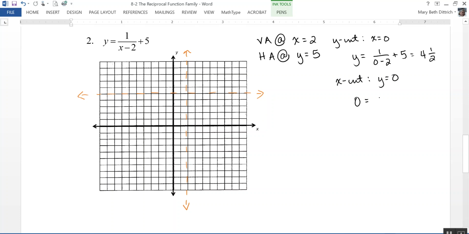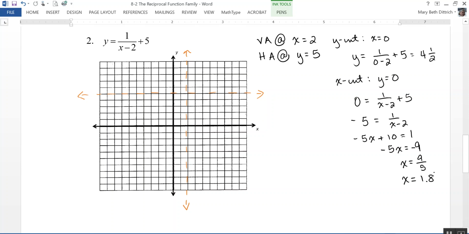So when y is 0, I have 1 over x minus 2 plus 5. Subtracting 5 on each side, and then multiplying both sides by x minus 2, negative 5x is going to equal negative 9. So x is equal to 9 over 5, exactly 1.8.